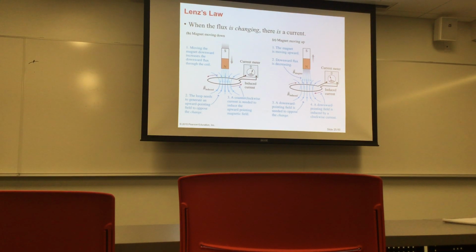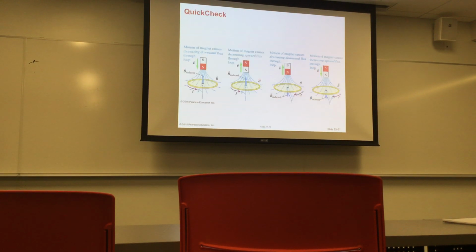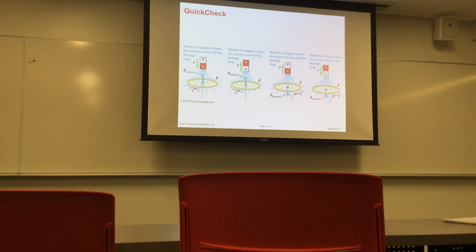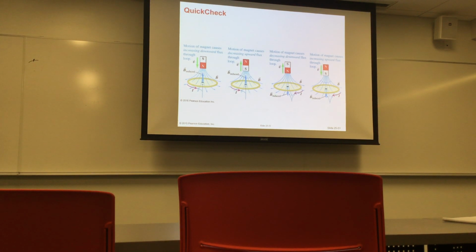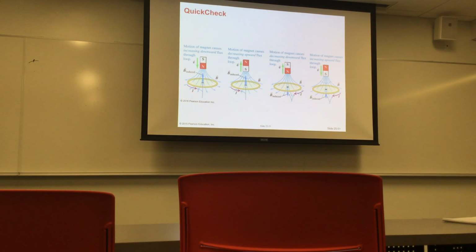So here we go. Quick check. Motion of magnets causes increasing downward flux through the loop. If you move away, okay. So we did these two cases.